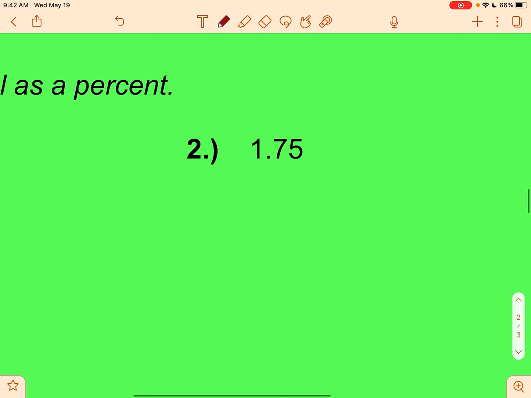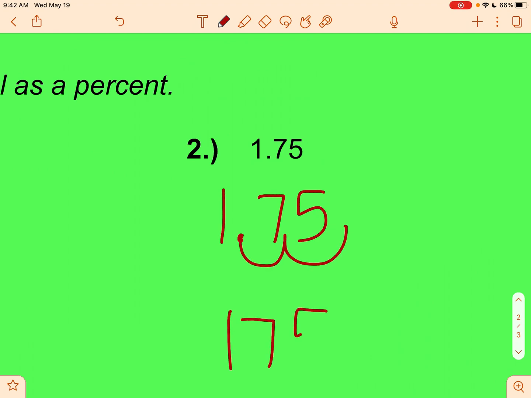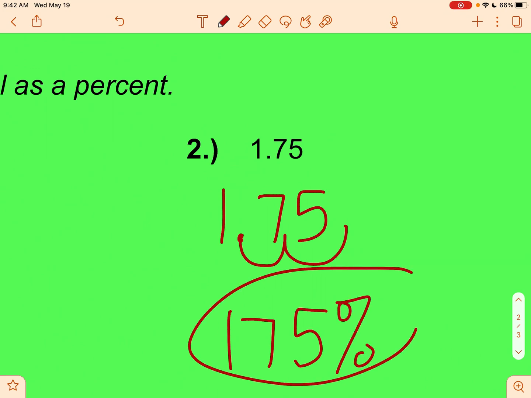Okay, moving on to number 2, we have 1.75. And again, we are going to move this to a percent. So we move our decimal point 2 places to the right. So we get 175%.